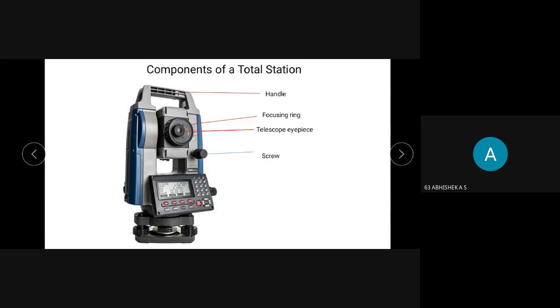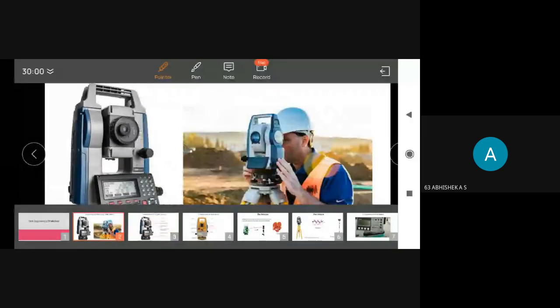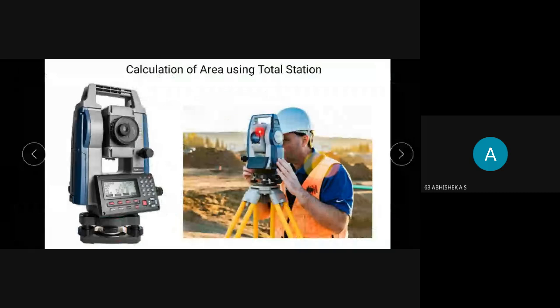So here we have the vertical angle lock screw. This is a telescope. The portion through which the surveyor is viewing is the eyepiece section. This can be tilted about a horizontal axis, like this, up and down.